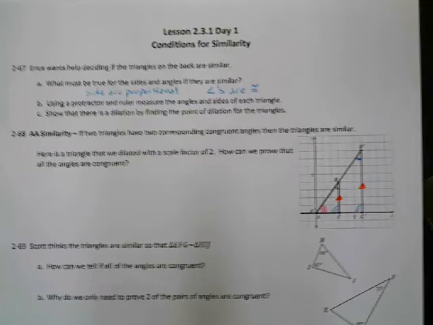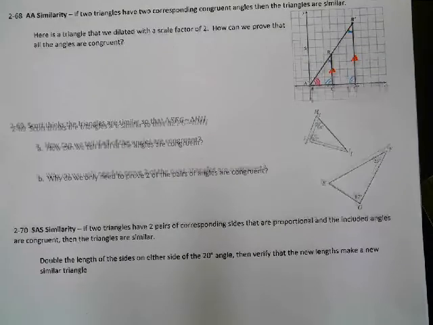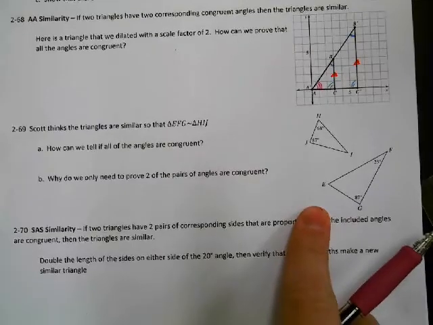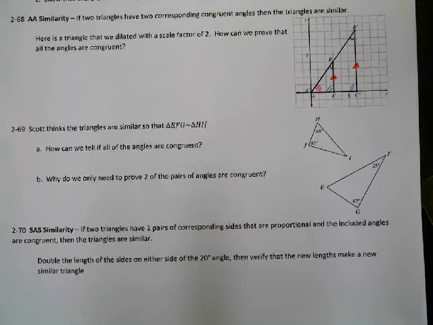If you have 2 angles, we know nothing about the sides. I mean, we could measure them, but we don't have to. If we know the angles are congruent, then the triangles are going to be similar to each other no matter what. Scott thinks these 2 triangles are similar to each other. All right, Scott, let's see if you're right or not.